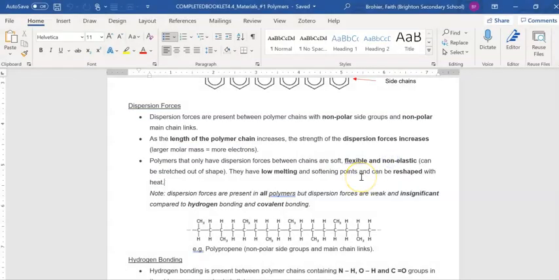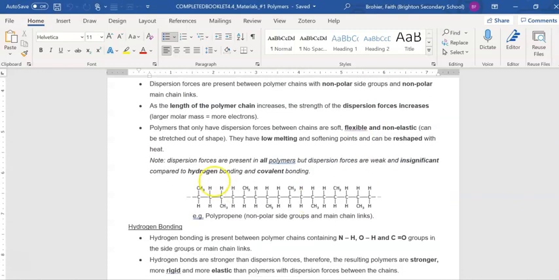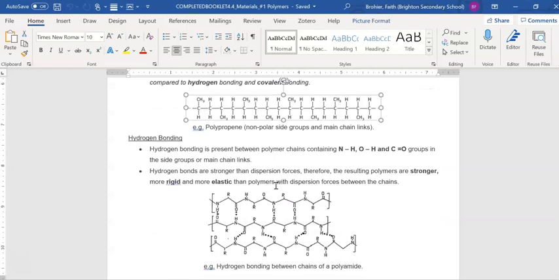Because if you remember, dispersion forces are not very strong. They are present in all polymers, but they're weak compared to hydrogen bonding and covalent bonding. If you, however, have these NH groups, C double bond O groups, then you can actually get hydrogen bonding between the groups in side chains, or if it's in the main chain. So remember, if it's a polyester or polyamide, those groups may very well be in the main chain, but they could also just be in the side chain.